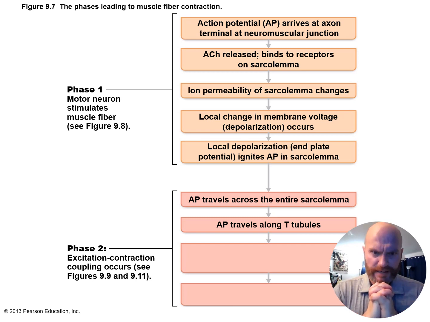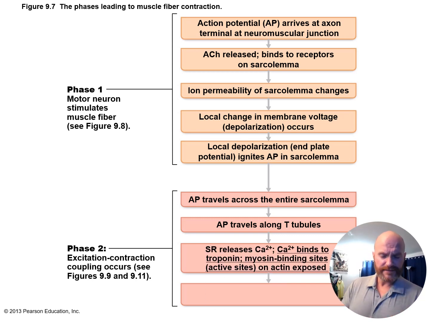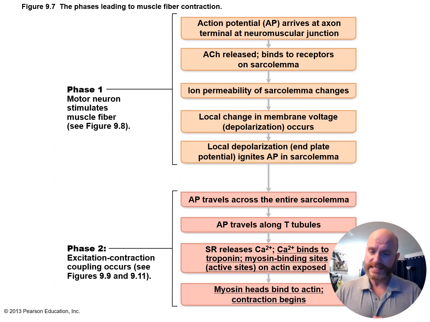You can see on the left where it has phase 1 and phase 2. You can think of muscle contraction steps as starting at the very top in the peach/orange colored box and then moving downward as the steps go along. The steps that we're going to be specifically talking about in this video are the last two steps in phase 2. Specifically, the portion where calcium binds to troponin and the myosin binding sites on actin are exposed, and the myosin heads bind to actin, allowing contraction to begin.